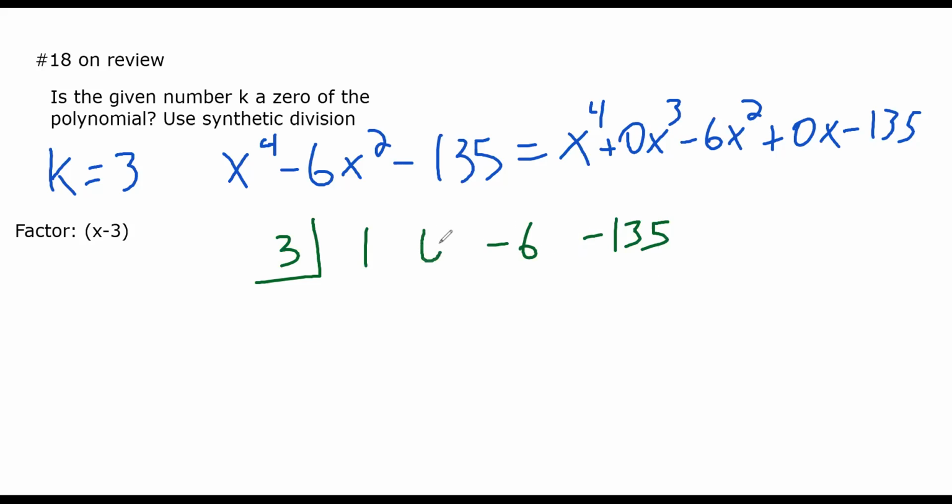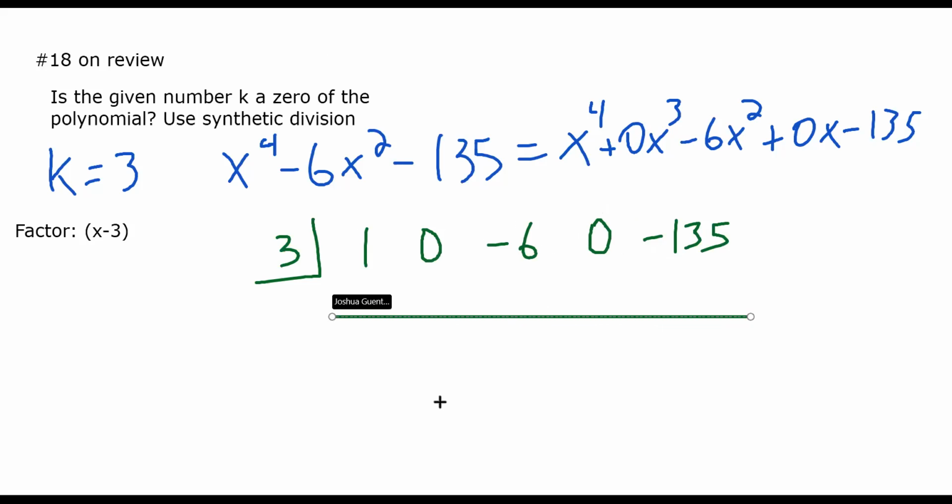We need a big fat stinking 0 here. And we need a big fat stinking 0 right here. And now we can do the synthetic division. We start by bringing down our first value here. We don't do anything to it.